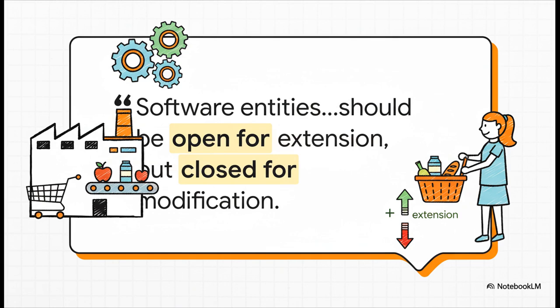And the idea is actually pretty straightforward. It says our code should be open for extension, meaning we should be able to add new functionality, but closed for modification, meaning we shouldn't have to change existing code that's already been tested and works perfectly fine.